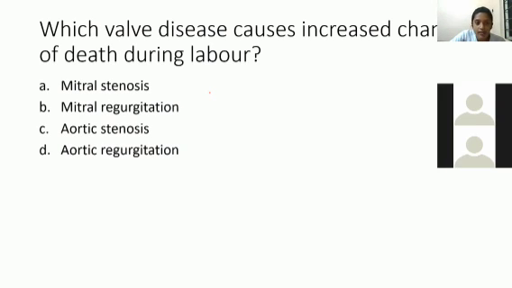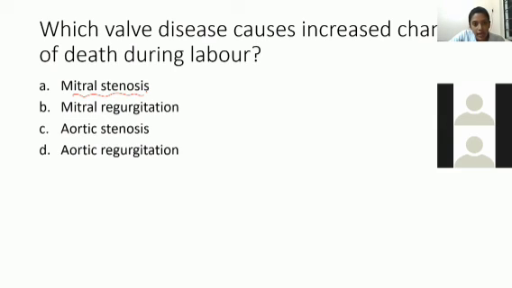Next, the third question, the last question. Which valvular disorder causes an increased chance of death during labor or childbirth? A, mitral stenosis. B, mitral regurgitation. C, aortic stenosis. D, aortic regurgitation. Can anyone say? Mitral stenosis. Yes, you are right. Mitral stenosis is the condition causing an increased chance of death during labor.